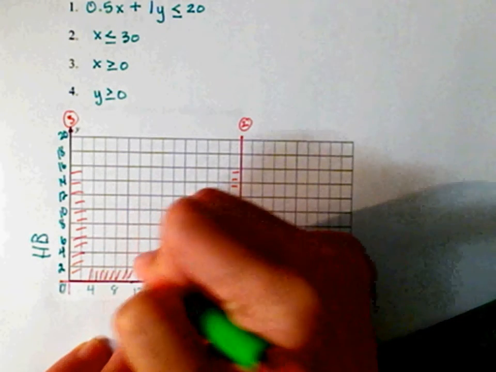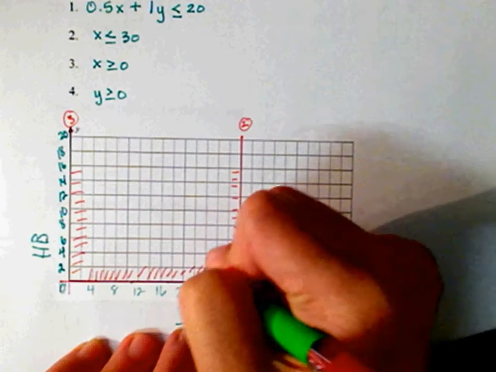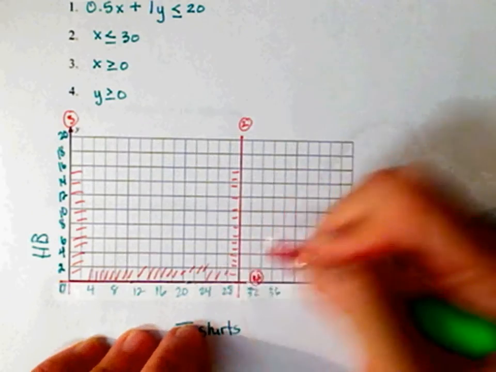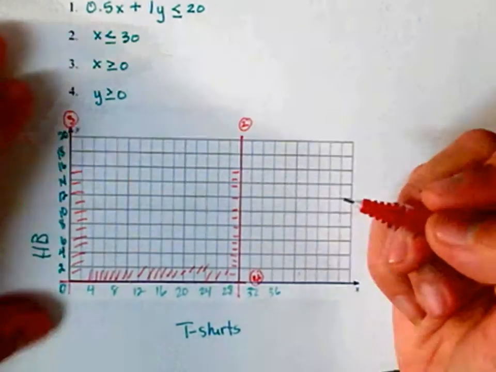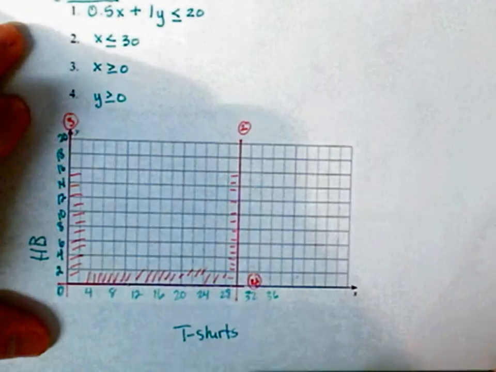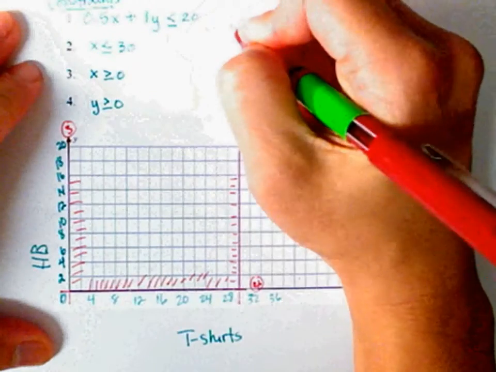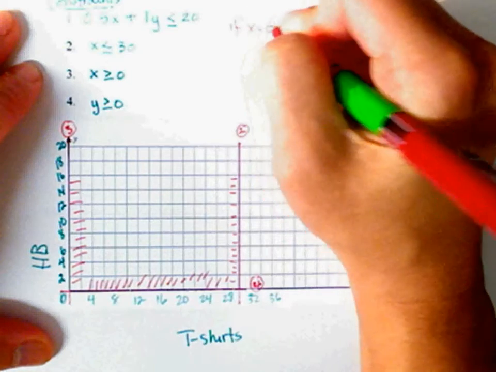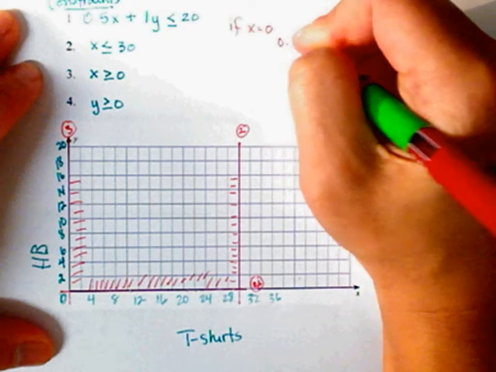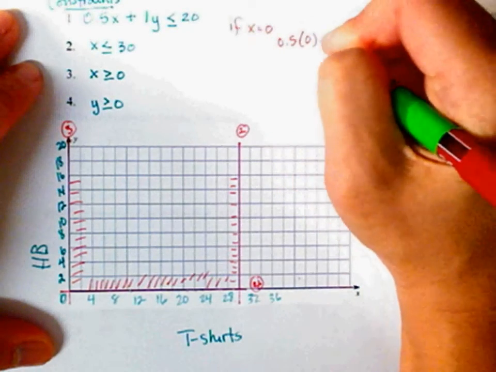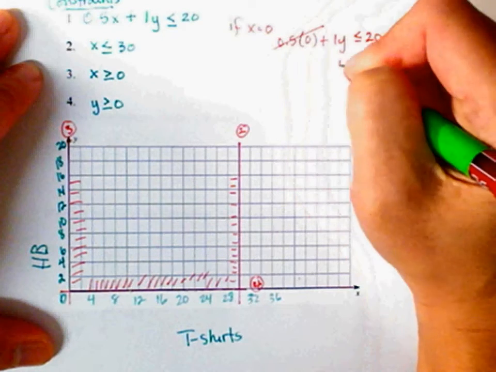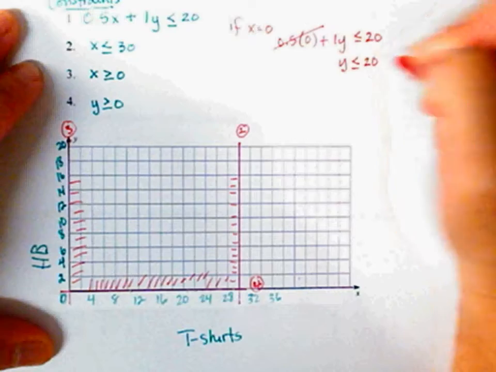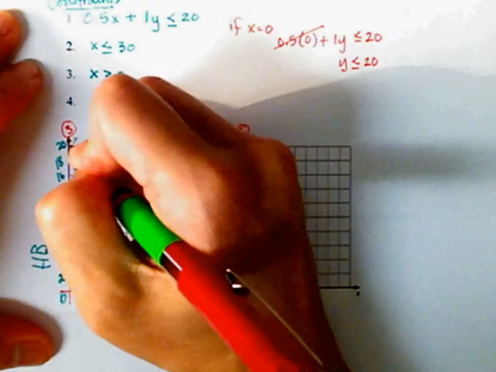So you guys can kind of see the constraint. Everything is around this area. Okay. Now let's plot that point. Now I'm going to use my x-intercept and y-intercept instead. Okay. So if x is 0, so 0.5 times 0 plus 1y is less than or equal to 20. Notice y has to be less than or equal to 20. So y is at 20.